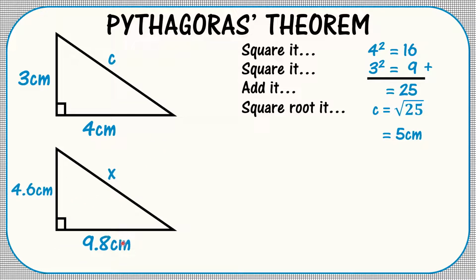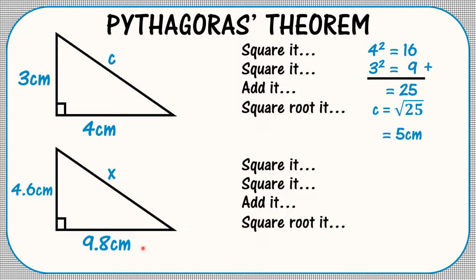Here is another example. We have 9.8 centimeters, we have 4.6 centimeters, and we are trying to work out the value of x. Again, because we're looking for the longest side, we will square it, add it, square root it. As I mentioned previously, always start with the bigger number. So we'll do 9.8 squared, which equals 96.04. Then we'll square the next number, so it's 4.6 squared, which equals 21.16.